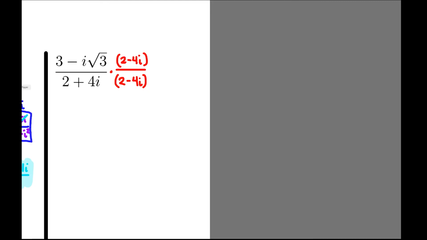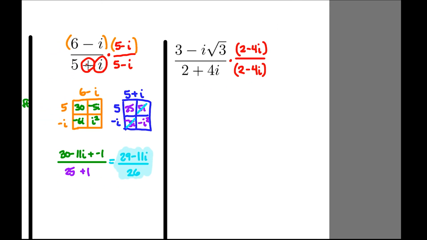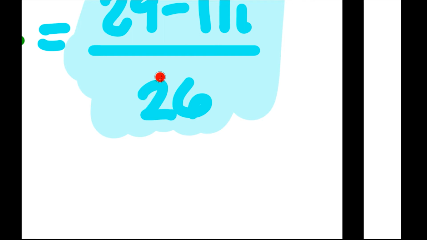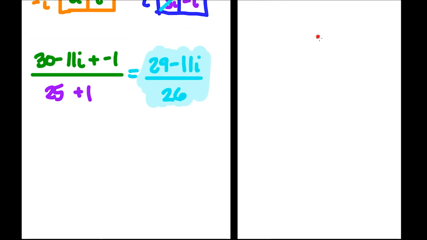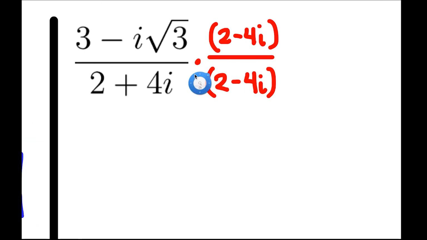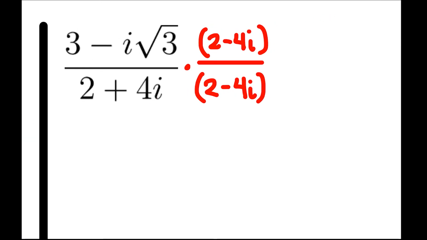Now, if you notice in the previous example, when we multiplied by the conjugates on the bottom, you end up with a real number. There's no i on the bottom anymore. So that's essentially what we're going to be doing for this one as well. When you multiply by those conjugates, it gets rid of any imaginary part for that expression.